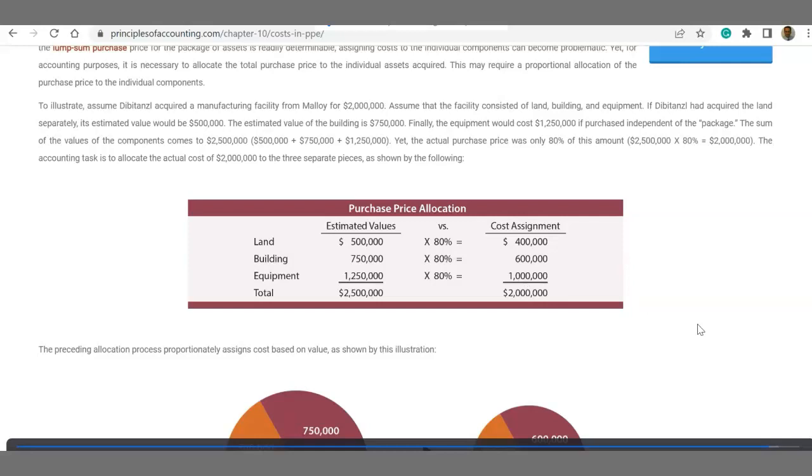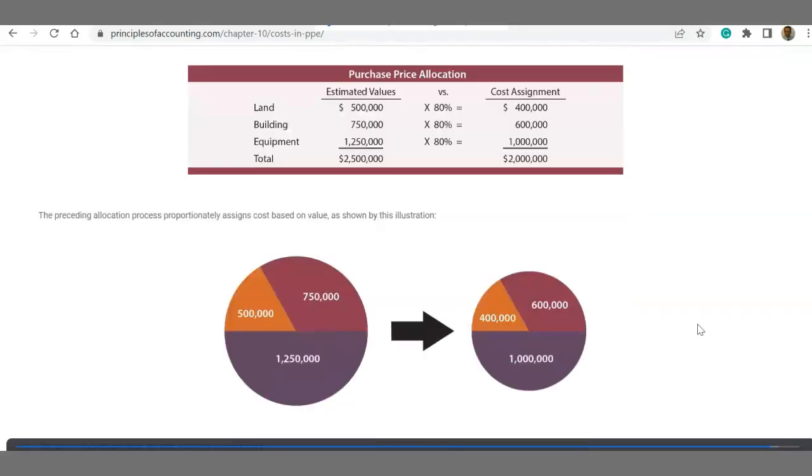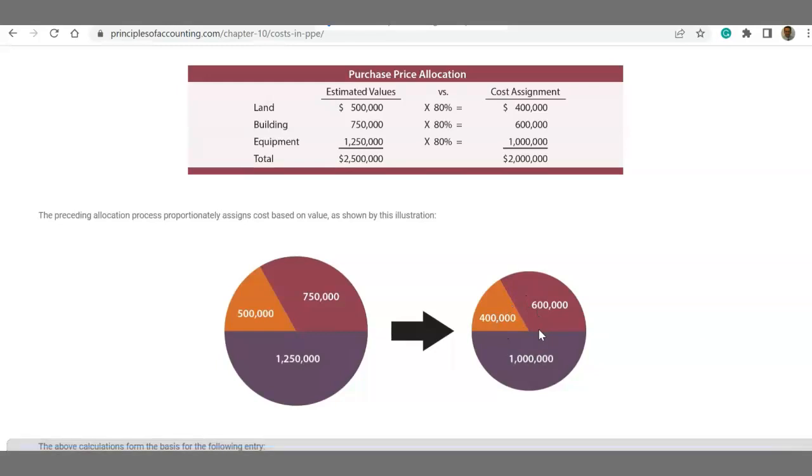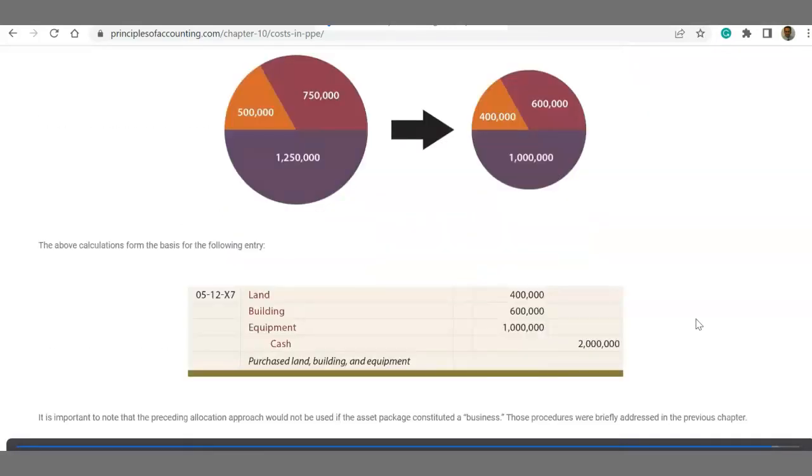So this is what it's going to be. 3 T accounts, and those are the values. That's the journal entry. Debit land, building, and equipment for those values that you calculated, and cash which has been credited.